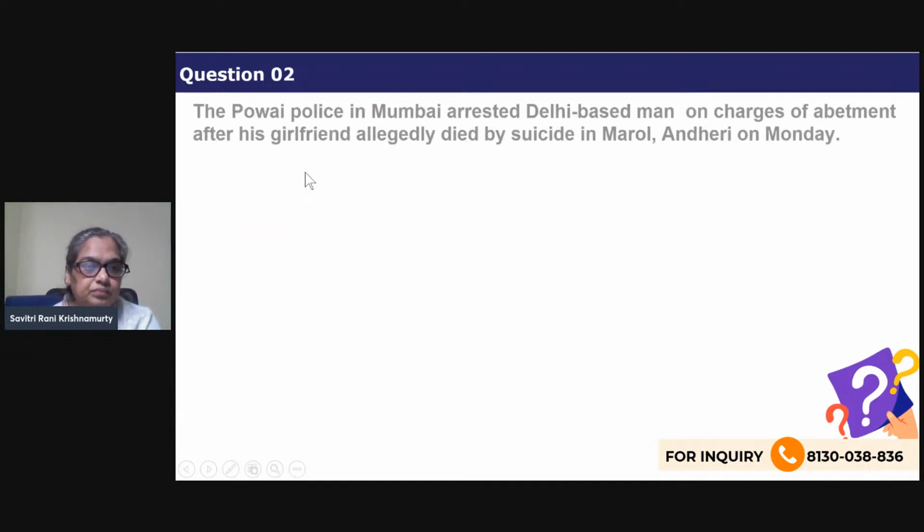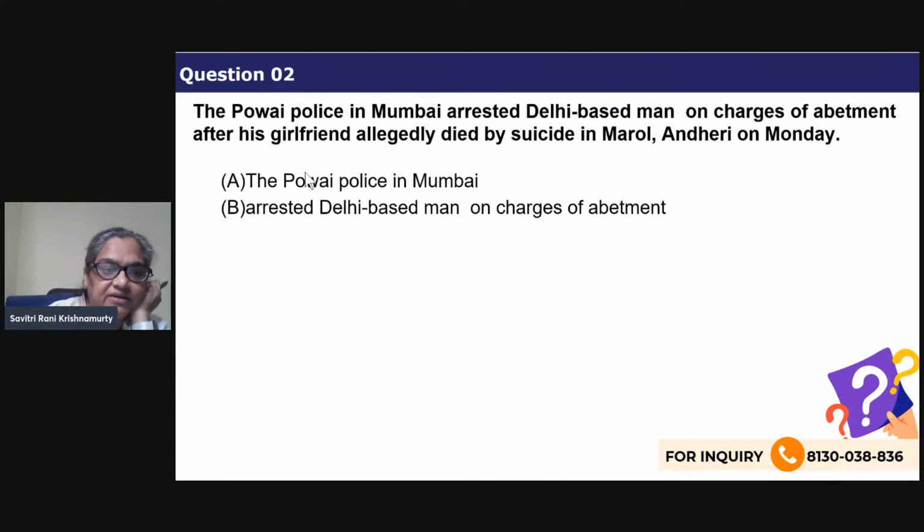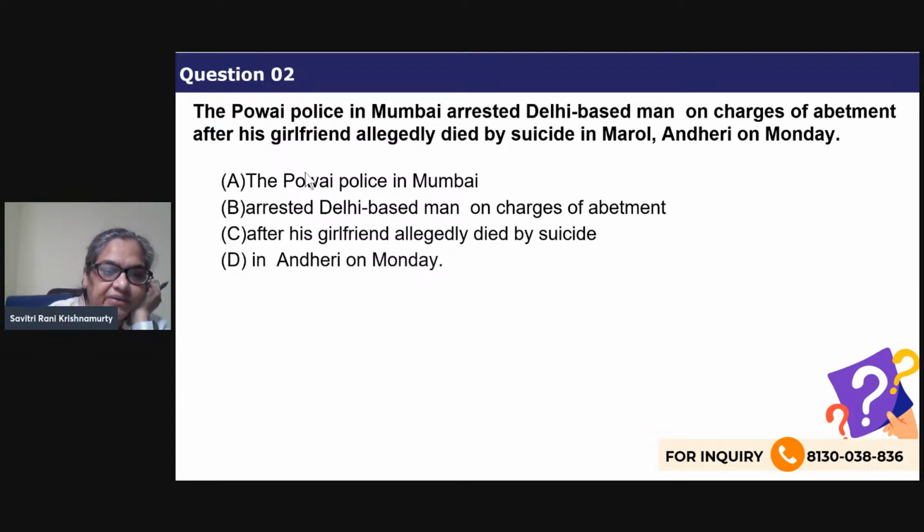Question 2. If I read it aloud, sometimes I give the game away. Okay. The Powai police in Mumbai arrested Delhi-based man on charges of abetment after his girlfriend allegedly died by suicide in Marol, Andheri on Monday. Which part of the sentence has the error? A, B, C, or D? Which part of the sentence has the error?